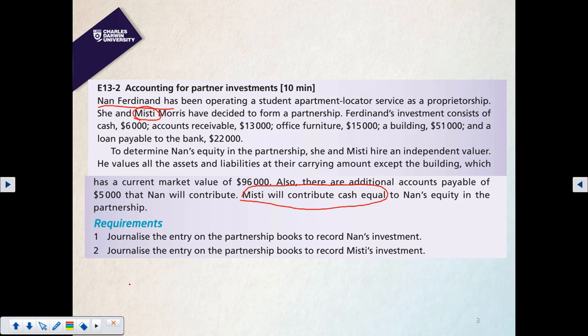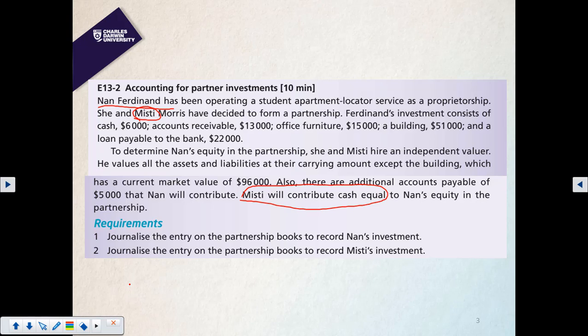Anyway, let's think about this. It's important. Nan already have a business, right? Already has a business, and he has some asset, and he also has some liability. So, but he is bringing a new partner, and the new partner is telling that, okay, I will contribute exactly whatever amount of money or contribution that you have in the business right now. So I need to know exactly how much Nan has a capital in this business. Asset minus liability. Okay, find the asset minus liability.